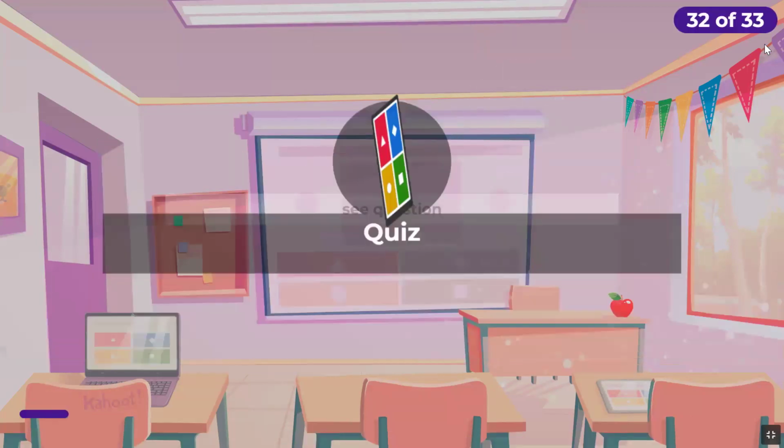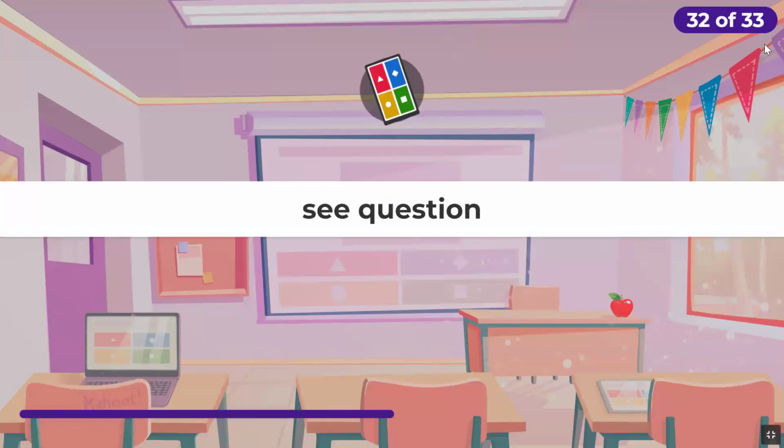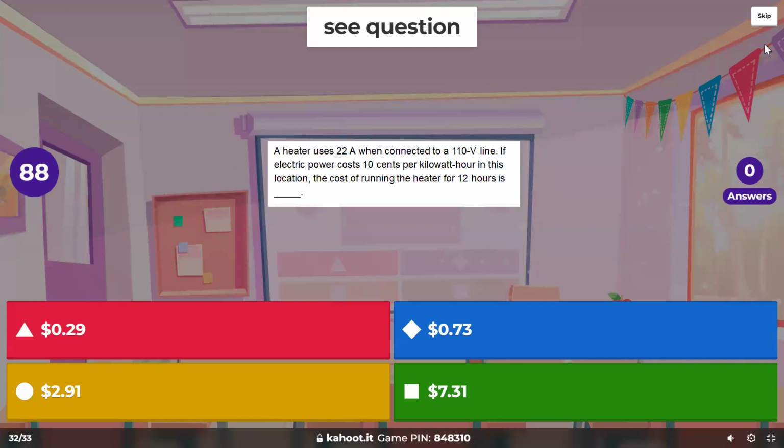Oh, it's another double pointer. A heater uses 22 amps when connected to 110 volts. The electric power costs 10 cents per kilowatt hour. What's the cost of running the heater for 12 hours? Ooh. I'll solve it. You guys solve it. Let's see if we get the same thing. Here's a hint. Start with Joule's law. P equals IV. That's the first step.